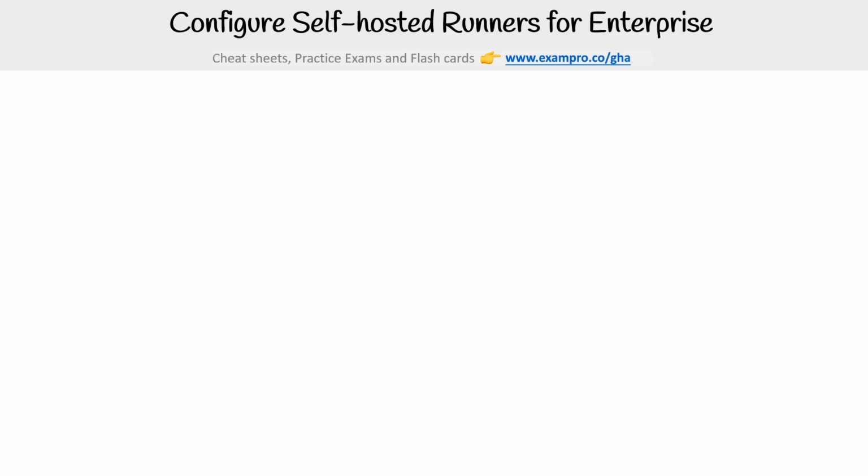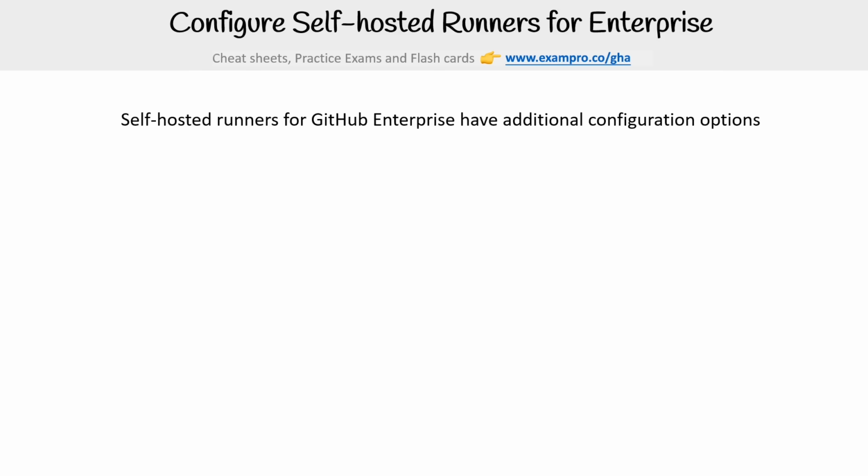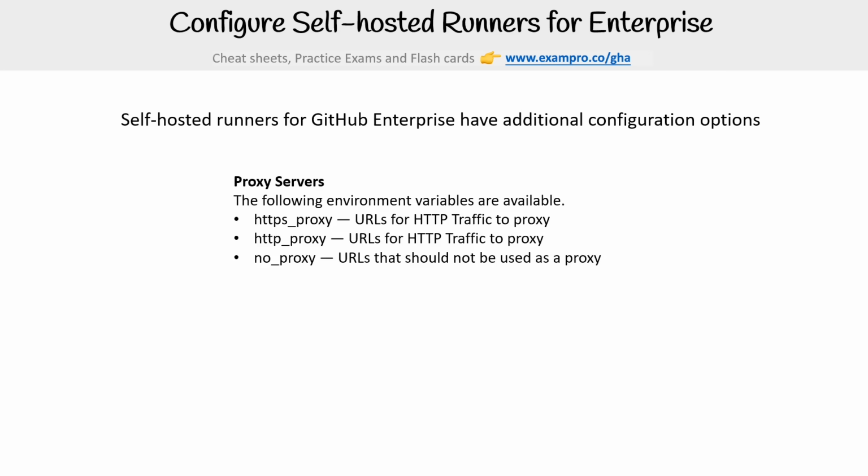Hey, this is Andrew Brown, and we're taking a look at configuring self-hosted runners for enterprise. So self-hosted runners for GitHub Enterprise have additional configuration options that you're going to want to know. The first is the proxy server. So this allows you to set env vars within your environment to tell the environment to proxy to this secure virtual machine or compute that allows you to then communicate out. And so you can actually provide multiple URLs if you want. You can even tell it what not to use using the no proxy.